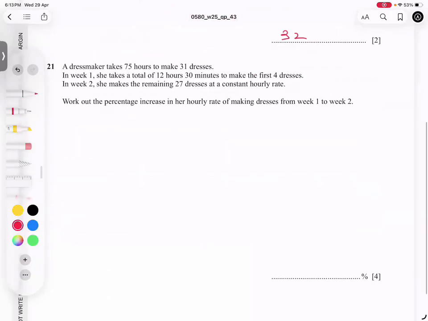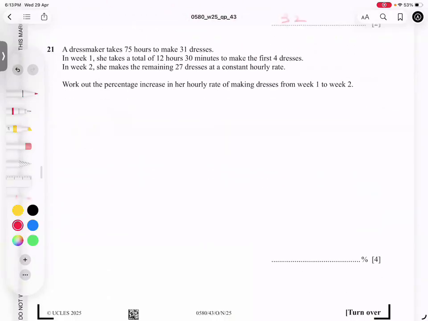Question number 21. A dressmaker takes 75 hours for completing 31 dresses. In week 1, she takes a total of 12 hours 30 minutes. So I can write 12.5 hours to complete 4 dresses. Done. In the second week, the remaining 27 dresses are made at a constant rate, and the rate is not mentioned. What is the rate? The percentage increase in rate from week 1 to 2. So first of all, I'm doing week 1.